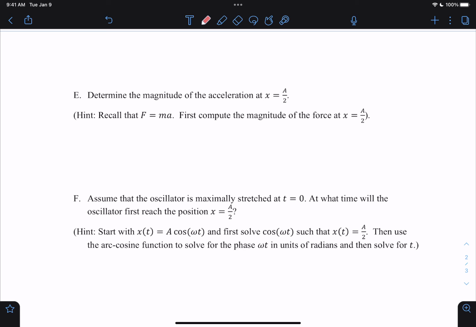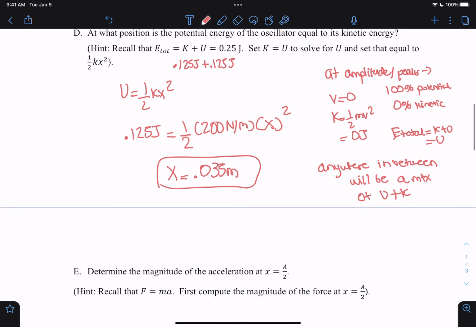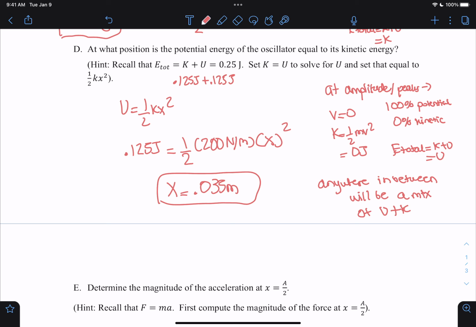So, acceleration. Yeah, go ahead, Matthew. Yeah, here's the answer. That's 0.035 meters.